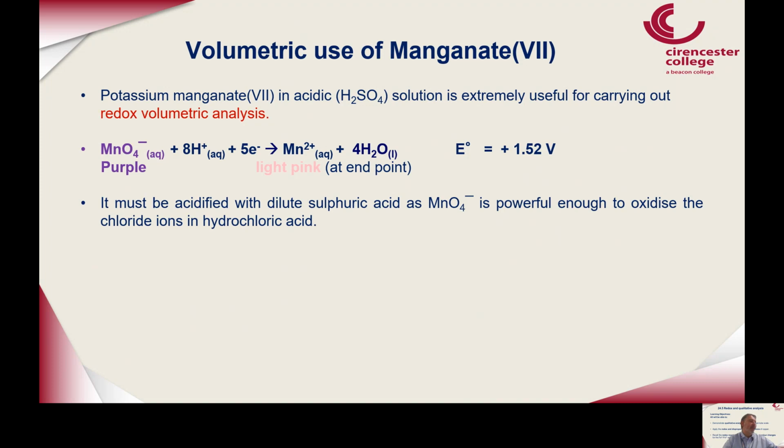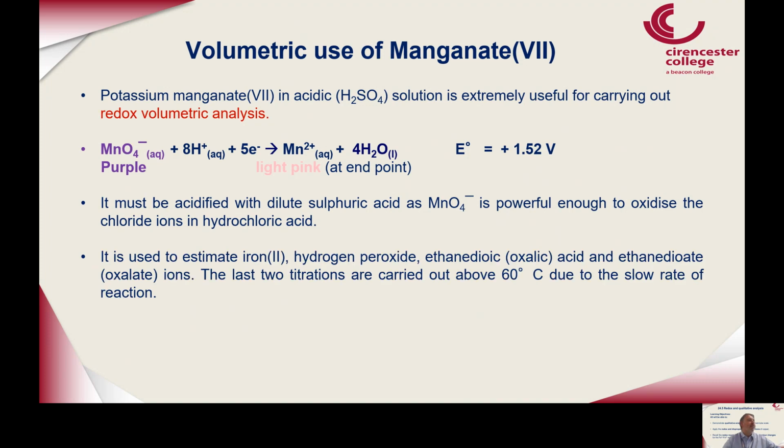Okay, it needs to be acidified, and it needs to be sulfuric acid, not hydrochloric acid. The key thing is if you have chlorine in the system, the manganate is powerful enough to oxidize the chlorine to make things like chlorate. So we can use it to estimate iron, hydrogen peroxide, ethanedioic acid, oxalic acid.